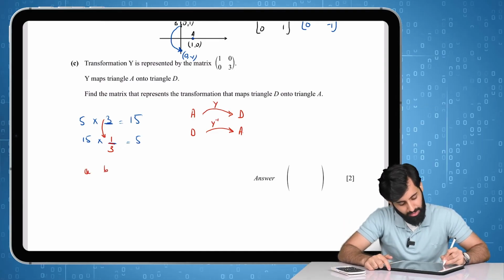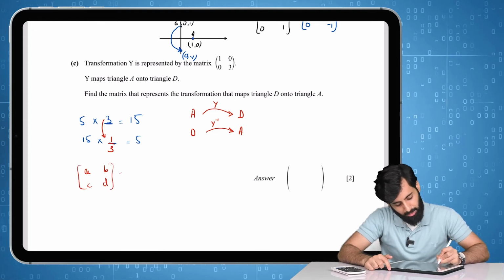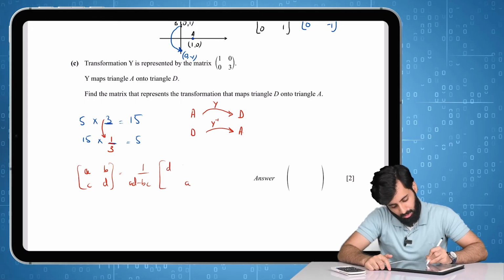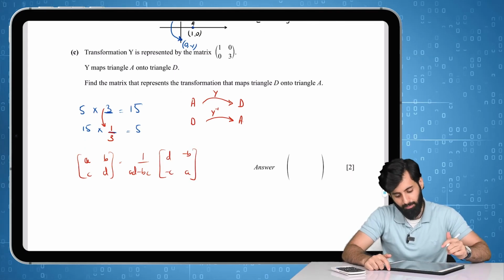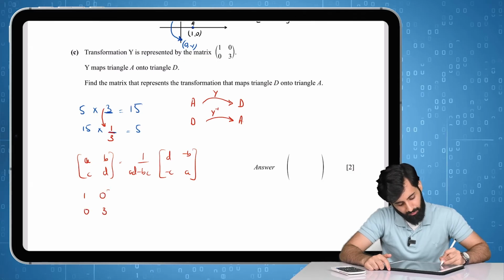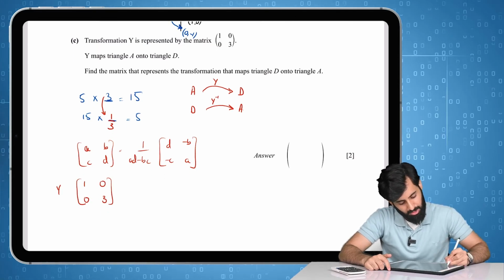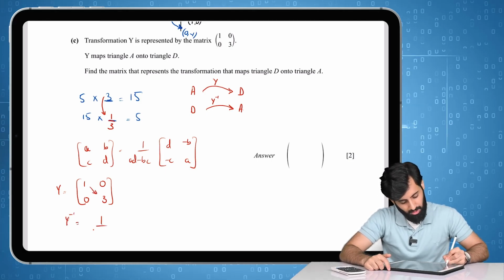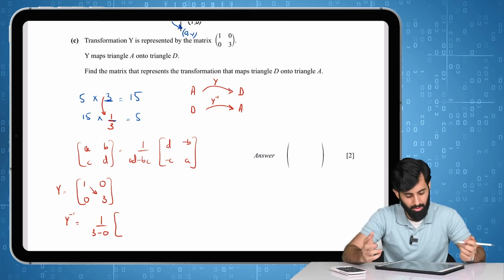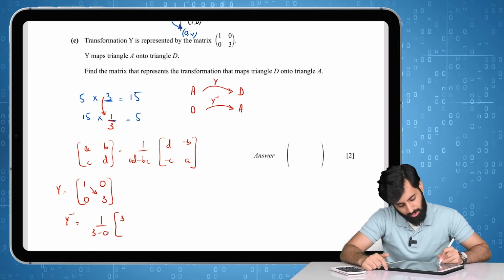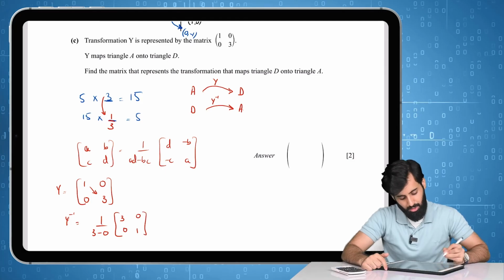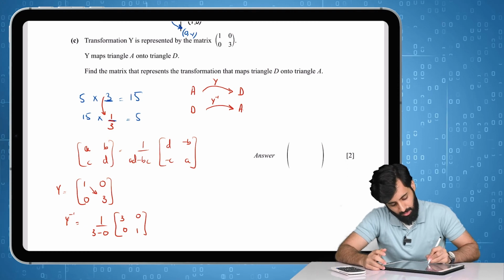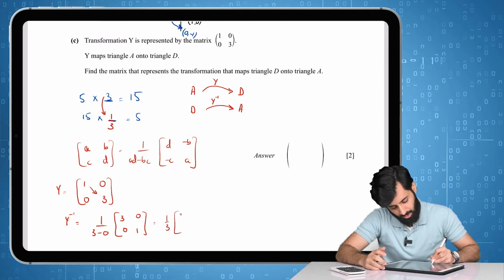Now if you remember the formula for calculating the inverse, that's great. If you don't, nothing to worry about. I'll write it over here: 1 upon AD minus BC, times the matrix D, minus B, minus C, A. So 1, 0, 0, 3. Now let's find the inverse of this. Remember, this is Y, and we're looking for Y inverse. 1 times 3 is 3, 0 times 0 is 0, so 3 minus 0 remains 3. A and D are going to swap places, and for B and C, we need to change the signs, so nothing really happens because they're both 0. So this becomes 1 upon 3 times 3, 0, 0, 1.